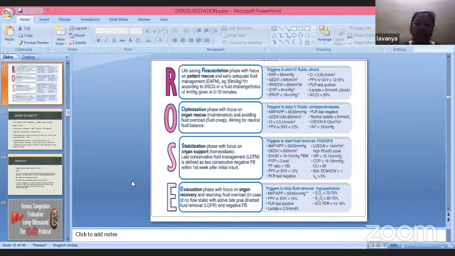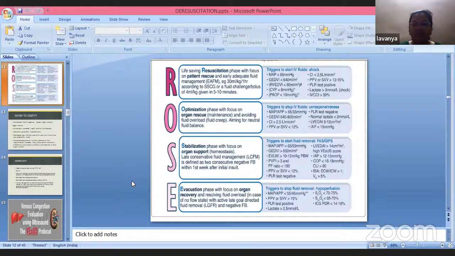Here for de-resuscitation or de-escalation, the triggers to start are mean arterial pressure, though maybe not all are very sensitive. It's better to use volumetric parameters than barometric pressure parameters. That is global end diastolic volume index or left ventricular end diastolic area index of more than 14, and extravascular lung water of more than 10 to 12 ml per kg of predicted body weight.